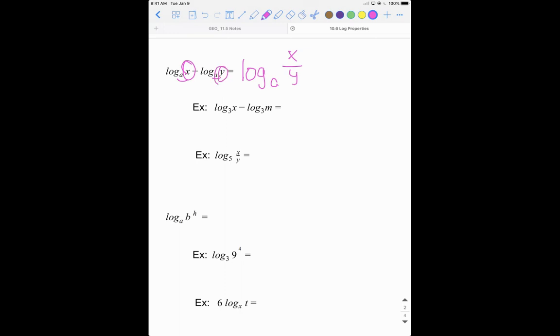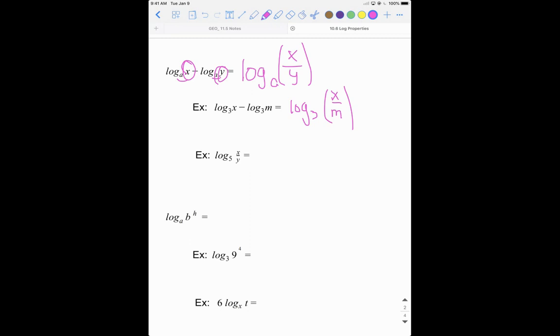Sometimes you'll see these with parentheses out front. Doesn't really matter. But just know that our subtraction goes to division. Okay, so let's look at condensing one. First, again, same base, same base. Make sure you take a peek at that before you do these. We have subtraction, which means we need to condense to division. So here we get log base 3 of first term goes on top, x, divided by second term goes on bottom, m, and we've condensed it to 1 log.